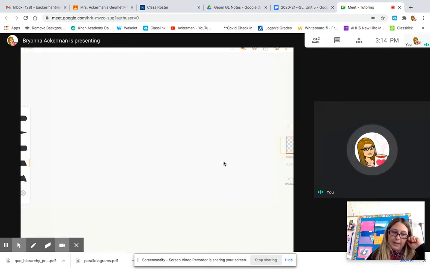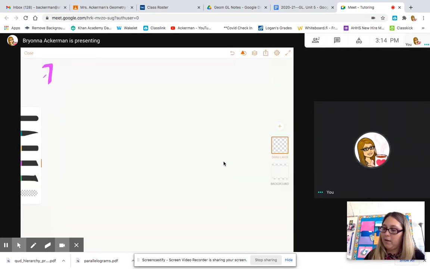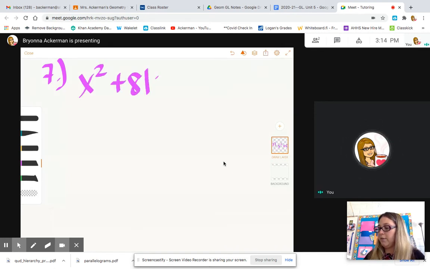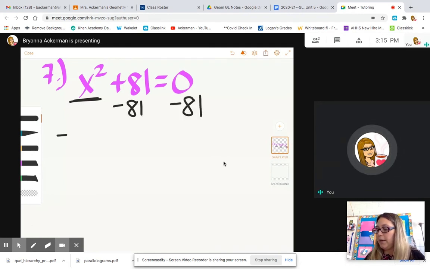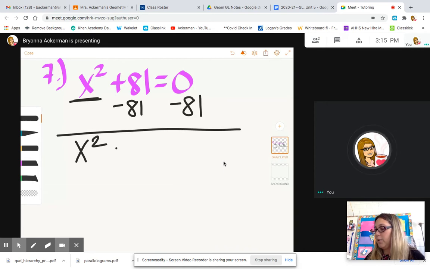So if we go ahead and take a look at number 7, for example. Number 7 on your packet says x squared plus 81 equals 0. In order to solve for this, you want to solve for x, so we need to get x all by itself. We're going to move over the 81 and start isolating x, so we subtract 81 from both sides. And so we get x squared is equal to negative 81.